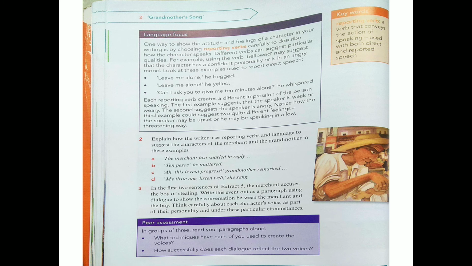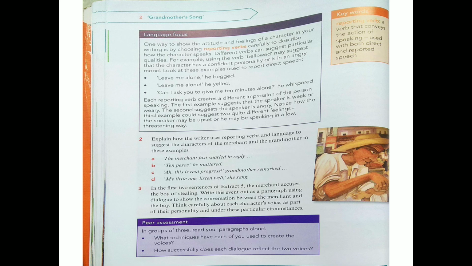One way to show the attitude and feelings of a character in your writing is by choosing reporting verbs carefully to describe how the character speaks. Different verbs can suggest particular qualities. For example, using the verb bellowed may suggest that the character has a confident personality or is in an angry mood. Look at these examples used to report direct speech.